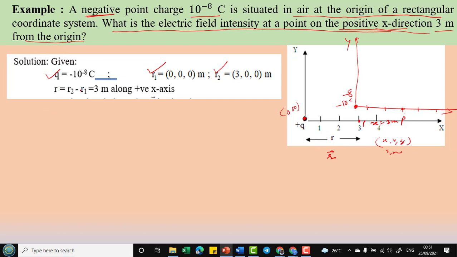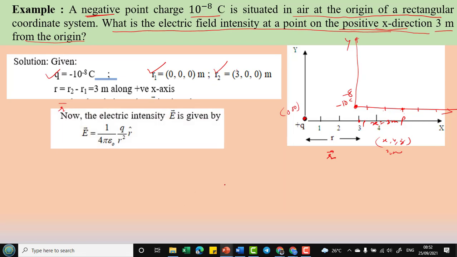So R can be found out, so that will be equal to 3 minus 0, 0 minus 0, 0 minus 0. So we will get, how much we will get? R is equal to 3I. So that will be 3I. So unit vector find करना है तो vector upon its magnitude. So simply that is actually I. That is because it is in the positive x direction. Okay? So along positive x direction, that unit vector is I.